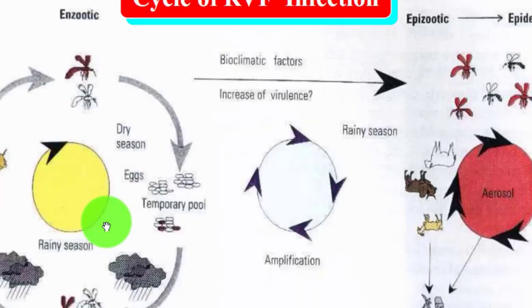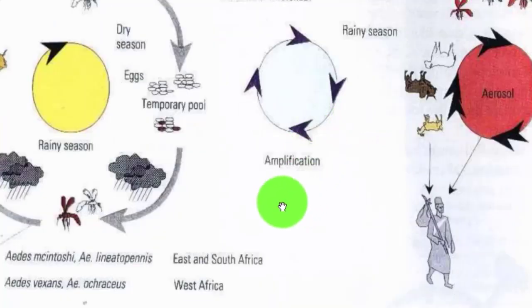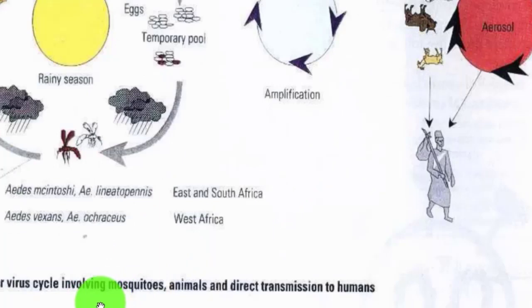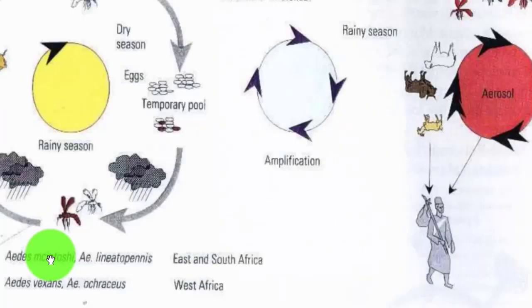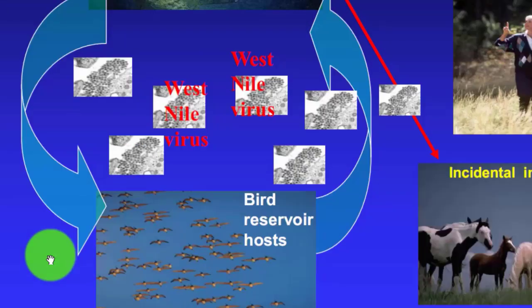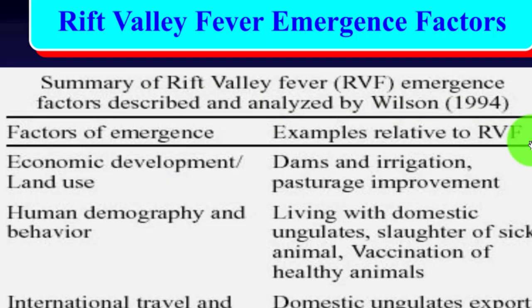Cycle of Rift Valley fever infection: here we find the mosquitoes as the vector, amplification, and the cycle involving mosquito, animal, and direct transmission to human. West Nile virus transmission cycle: birds are the reservoir host, and incidental infections occur in animals and in humans.